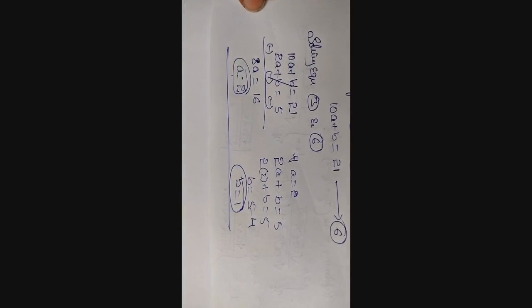Next we go for question number 50. Question number 50 is related to a linear programming problem. Solve the linear programming problem graphically. Minimize and maximize the function Z is equal to x plus 2y. Here we have to find both the minimum and maximum value of the objective function Z is equal to x plus 2y.